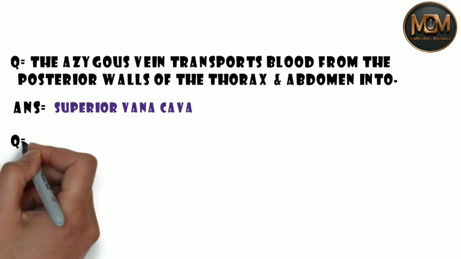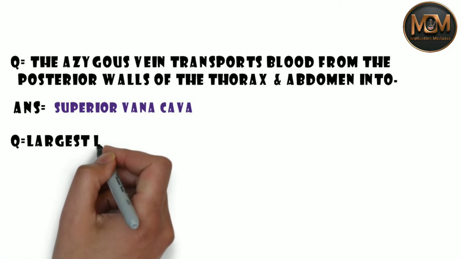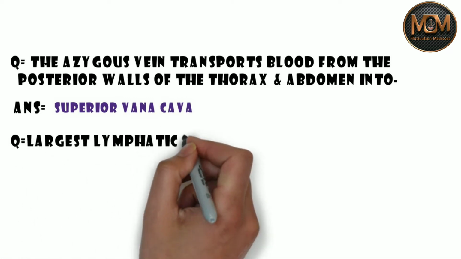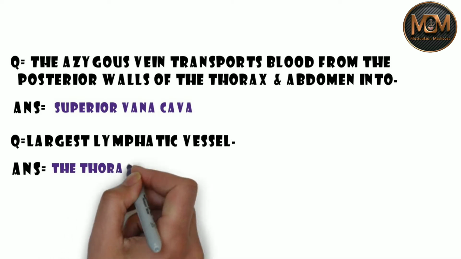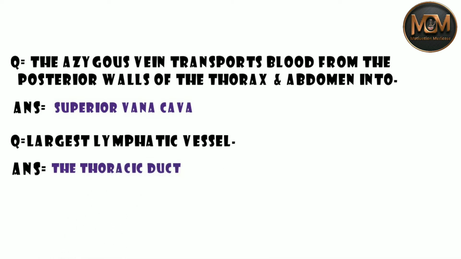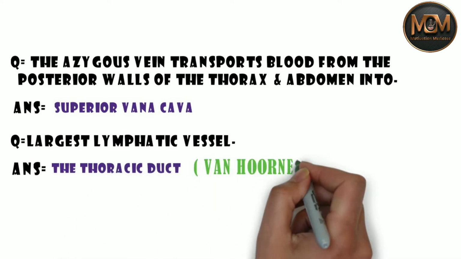Now let's take another question: largest lymphatic vessel. Which is the largest lymphatic vessel? The answer is the thoracic duct. About the thoracic duct, as you know, it is also known as Van Horn's canal.